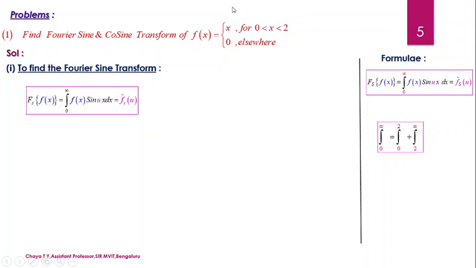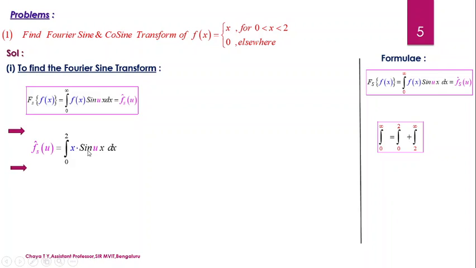Now I am going to consider the definition. So from 0 to 2 the function f of x is x and in the other region, that is from 2 to infinity, the function is 0. So the definition of the infinite Fourier sine transform for the given problem will be written as, observe this, Fourier sine transform of u is equals to integral 0 to 2 f of x is x in the interval 0 to 2 sine ux dx. Fine. So what I have to do now?